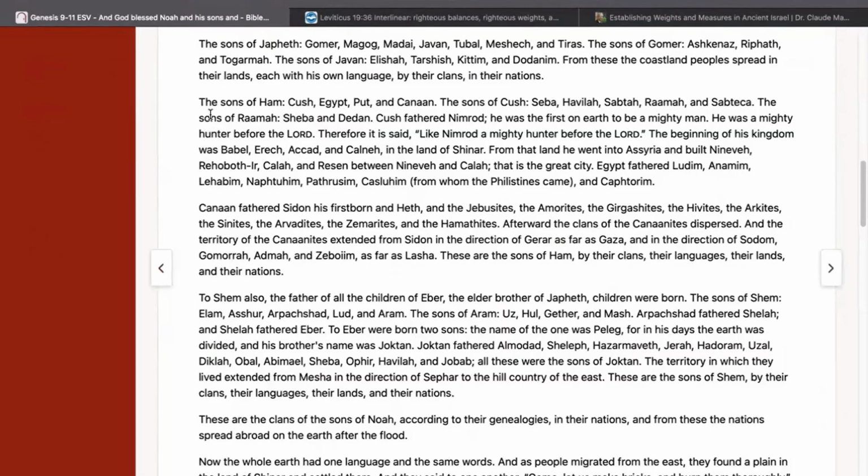So you get the sons of Japheth, the sons of Ham. Then you get a break. You look at Canaan, who follows certain people, and then to Shem, also the father of all the children of Eber, the elder brother of Japheth. Children were born to the sons of Shem. Right? It's good stuff, man. Within these genealogies, it's good stuff.